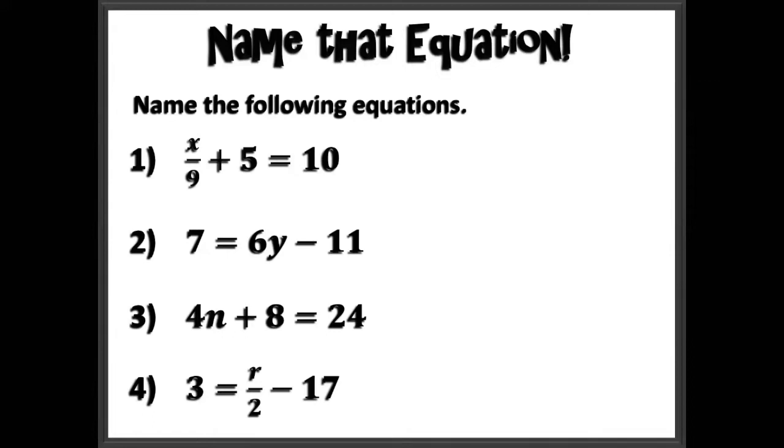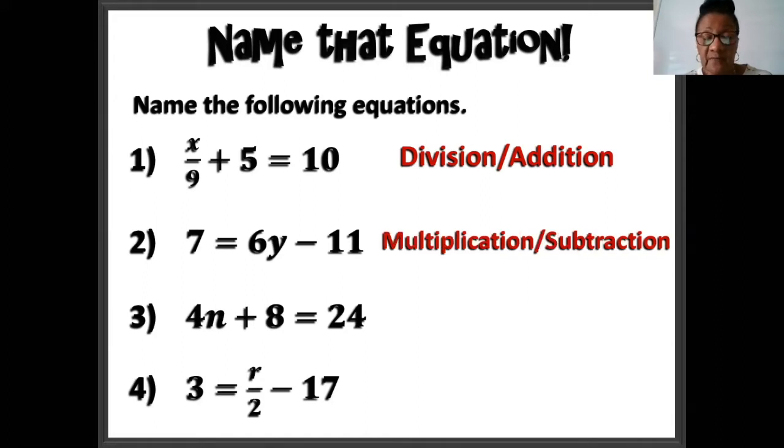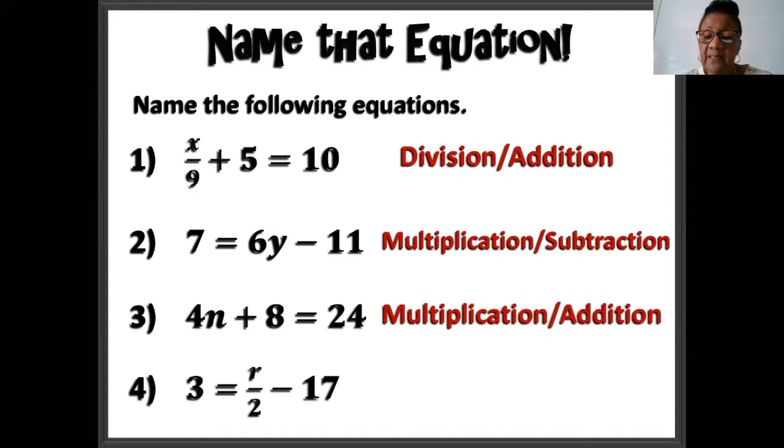Ready? Number 1, x divided by 9 plus 5 is equal to 10. And that one is division and addition. Number 2, 7 is equal to 6y take away 11. And that is multiplication and subtraction. Can you recognize it? Number 3, 4n plus 8 is equal to 24. That is multiplication and addition. And number 4, 3 is equal to r divided by 2 minus 17. And that is division and subtraction.